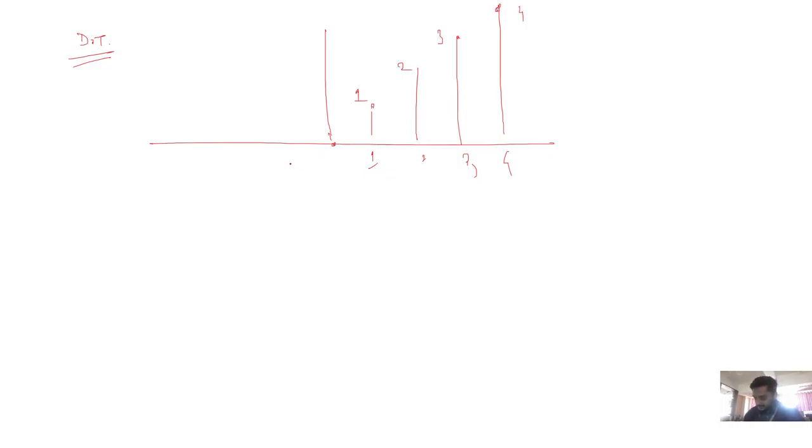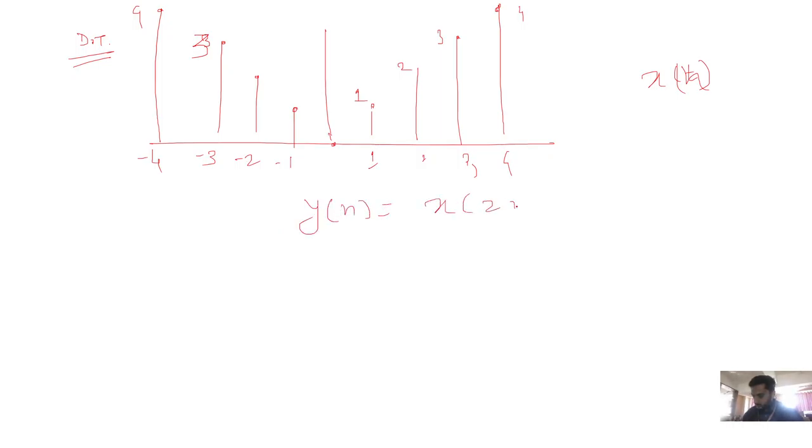Similarly, at minus 1 it is 1, at minus 2 it is 2, at minus 3 it is 3, and at minus 4 it is 4. It is something like this. Let's consider this x of n, and our equation is y of n is equal to x of 2n.